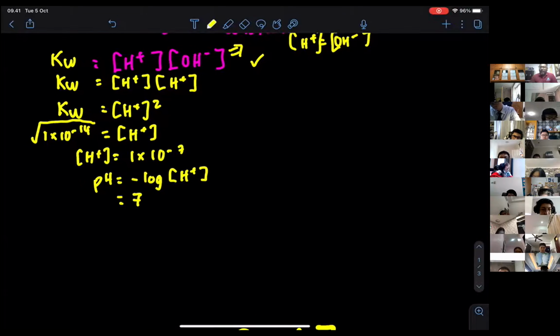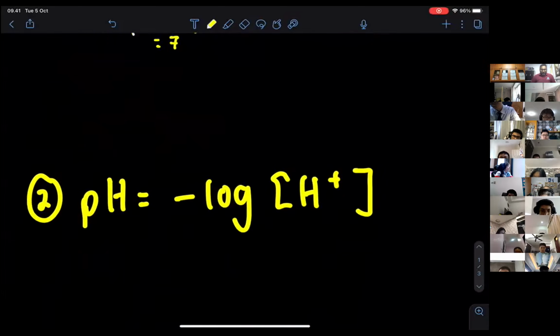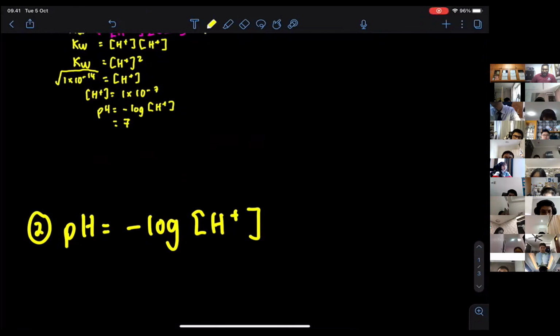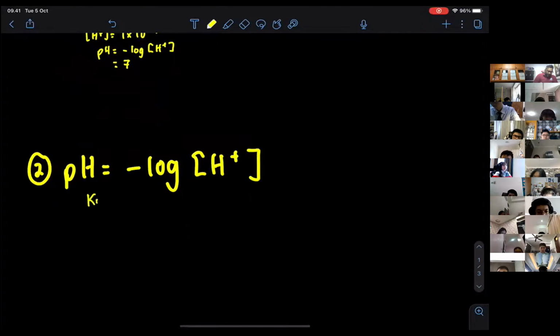This is information that it will give us, and we have learned about this pH. If you're talking about water, most of the time when we want to calculate the pH of sodium hydroxide or potassium hydroxide, we are using that formula, which is Kw = [H+][OH-]. This is when you are calculating pH of something where you don't have the H+ directly.